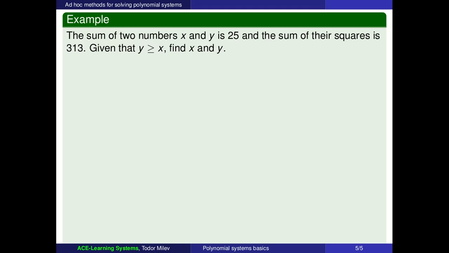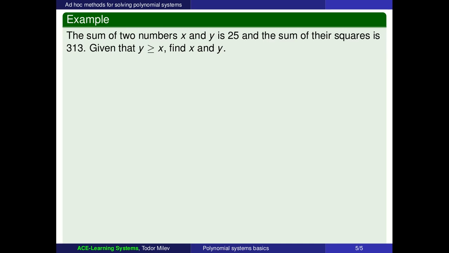In this example, we're going to solve a text problem which reduces to the question of solving a polynomial system. Let me read the problem for you. The sum of two numbers x and y is 25, and the sum of their squares is 330. Given that y is greater than or equal to x, find x and y.